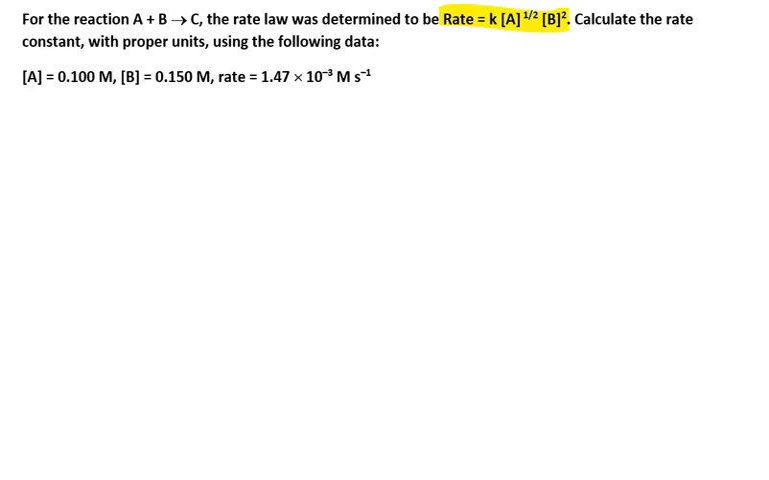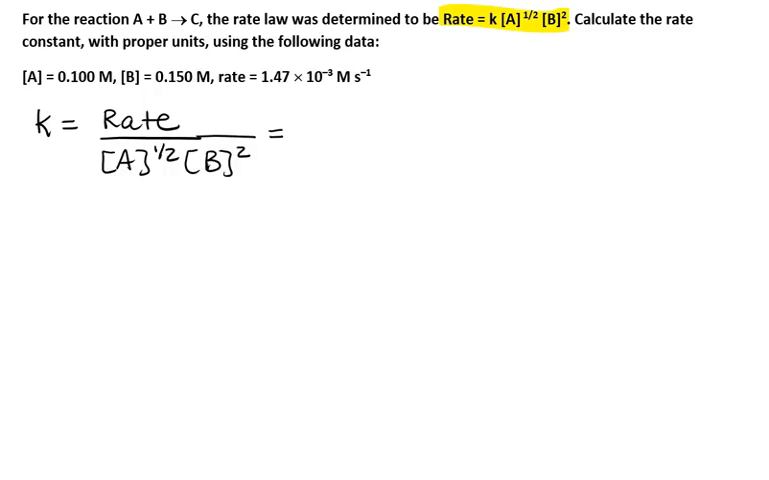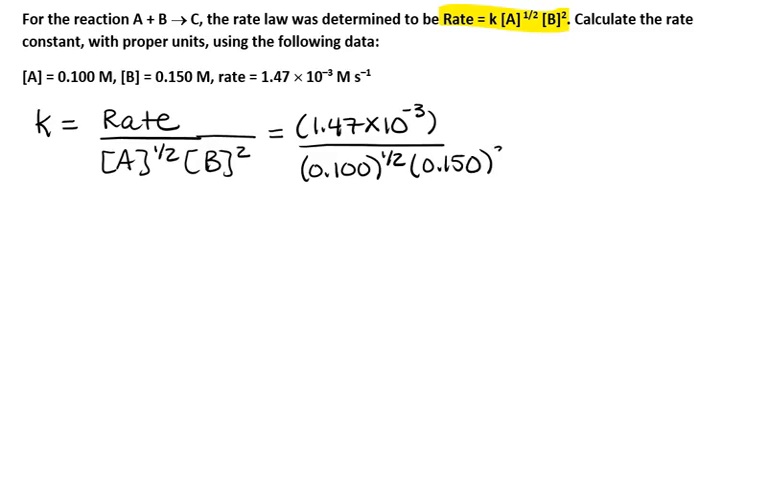Starting with the rate that I've highlighted, if we rearrange that to solve for k, we end up with k equals rate divided by the concentrations. So we have A raised to the 1/2 times B squared. Calculating the value really is as simple as just plugging the numbers in. Our value of rate is 1.47 times 10 to the negative 3 divided by 0.100 raised to the 1/2 times 0.150 squared.